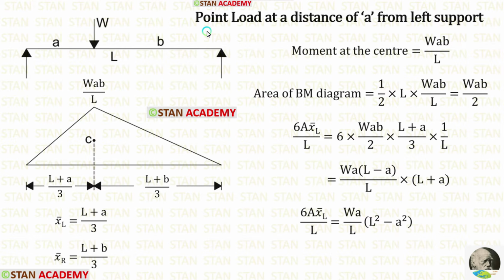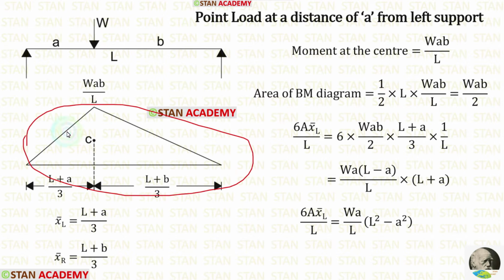Now let us see the second case when the point load is acting at a distance of A from the left support. We know that when the point load is acting at a distance of A, the formula for maximum bending moment in a simply supported beam under the point load is WAB by L. This is also a triangle. We can calculate the area easily.